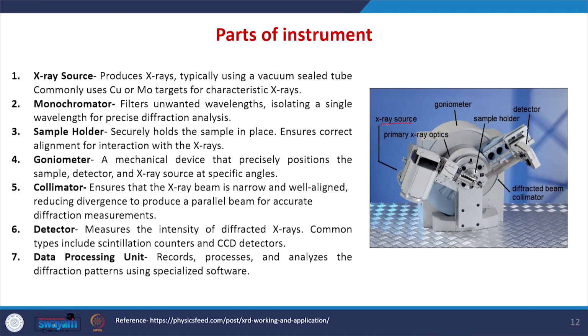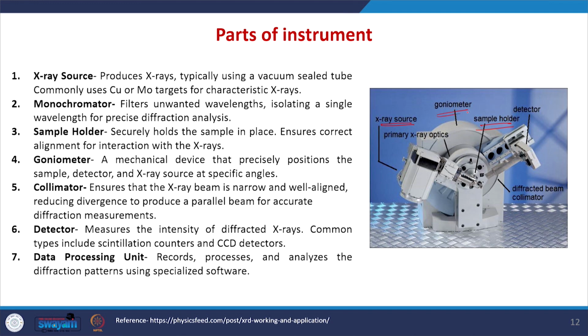Let us see the parts of XRD. The first one is the X-ray source, which produces the X-rays typically using a vacuum sealed tube, and commonly used metals are copper and molybdenum targets for characteristic X-rays. Then we have the monochromator, which filters unwanted wavelengths and isolates a single wavelength for precise diffraction analysis. And we have the sample holder. So, it securely holds the sample in place and ensures the correct alignment for interaction with the X-rays.